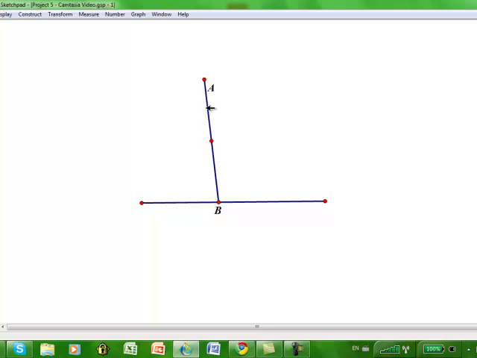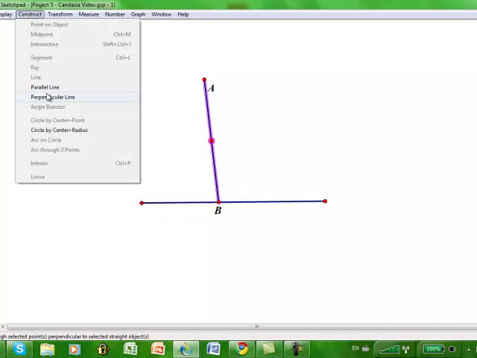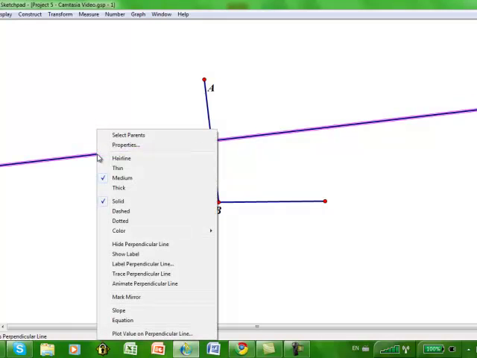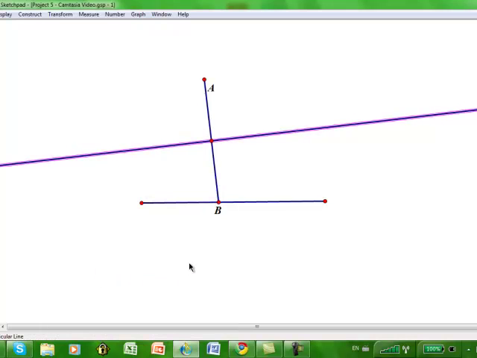Next, construct a perpendicular line through the point. This is your crease line. Next, you want to select the crease line and select Trace Perpendicular Line. And we're going to animate point B.